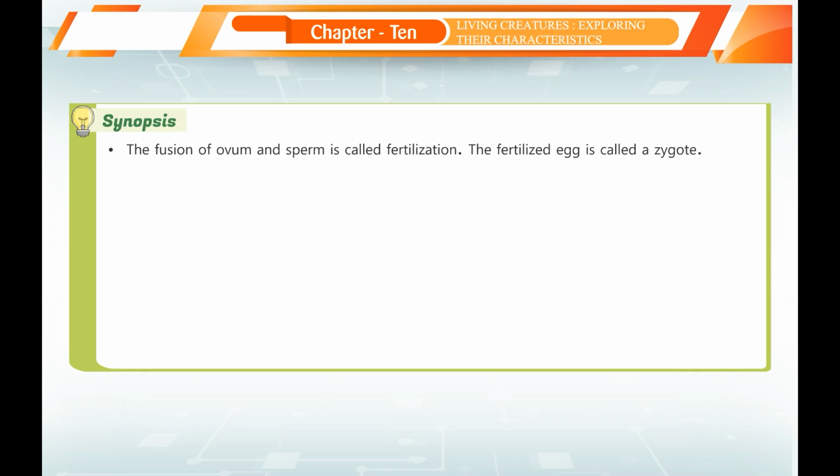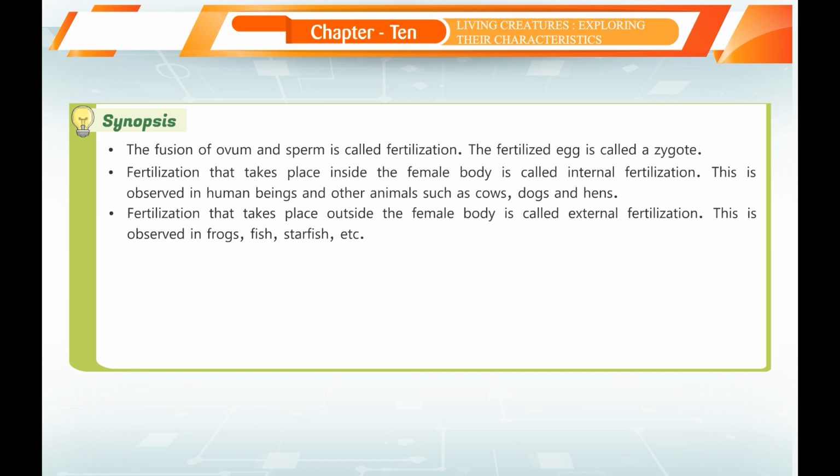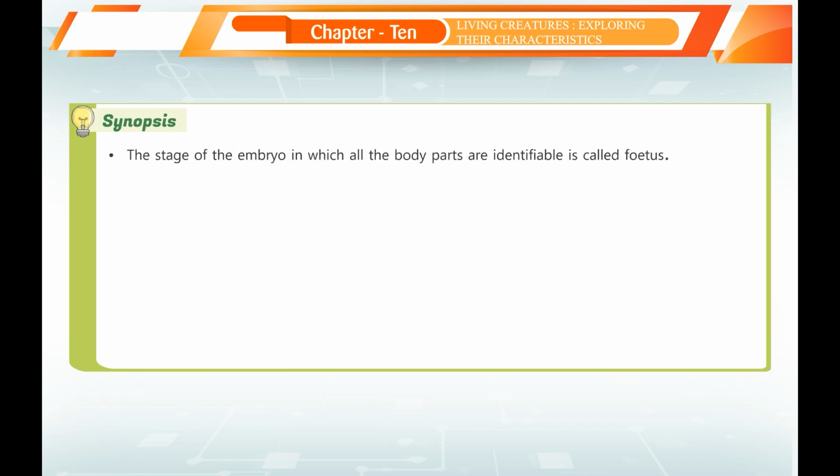The fertilized egg is called a zygote. Fertilization that takes place inside the female body is called internal fertilization. This is observed in human beings and other animals such as cows, dogs, and hens. Fertilization that takes place outside the female body is called external fertilization. This is observed in frogs, fish, starfish, etc. The zygote divides repeatedly to give rise to an embryo. The embryo gets embedded in the wall of the uterus for further development. The stage of the embryo in which all the body parts are identifiable is called fetus.